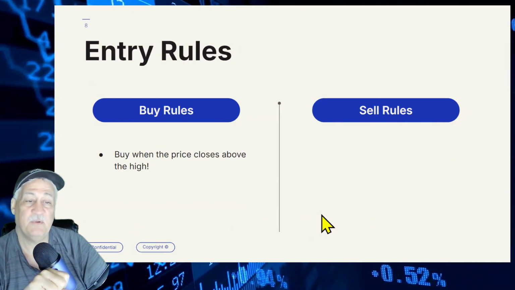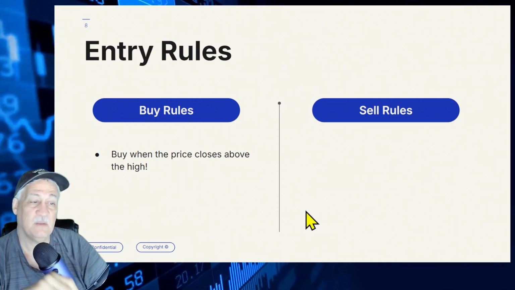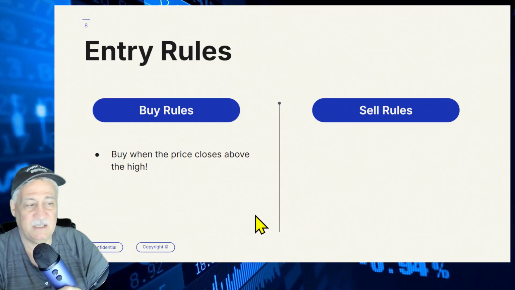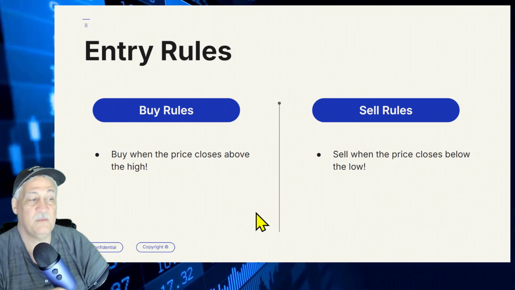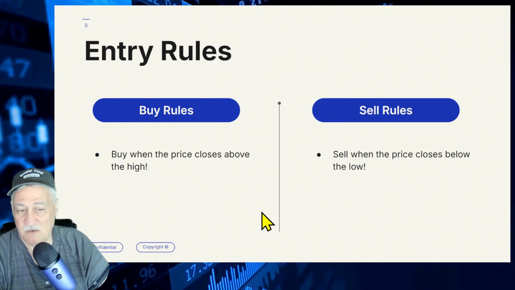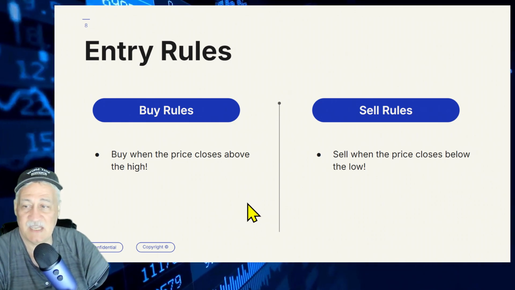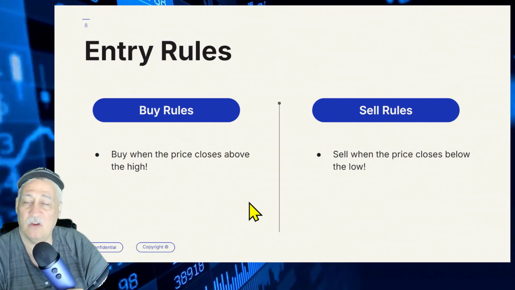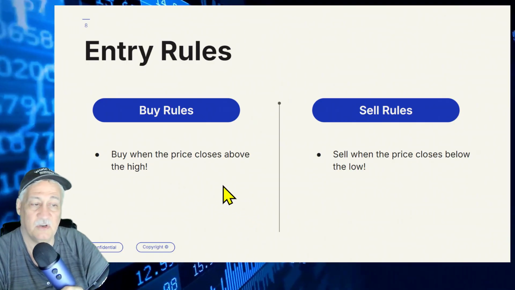Entry rules are simple. We're going to buy when the price closes above the high, and we're going to sell when the price closes below the low. That's it. That's it. We're going to use the half stop for our loss. That's all the rules are.